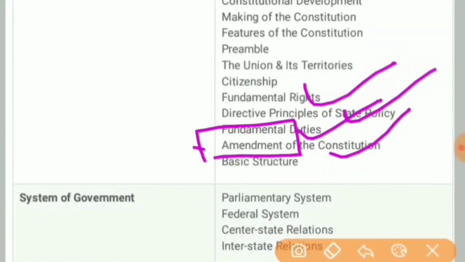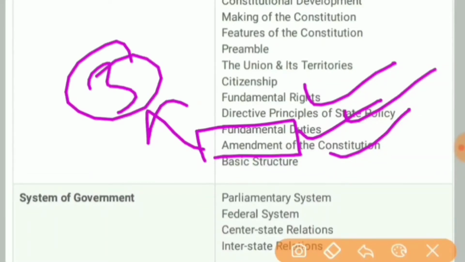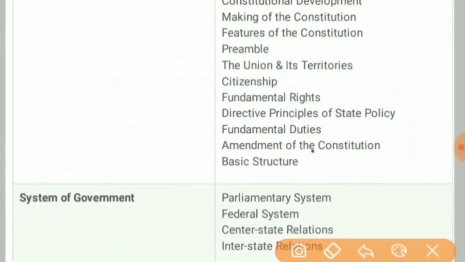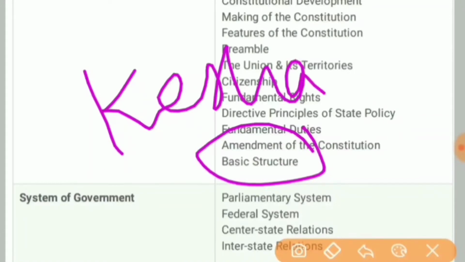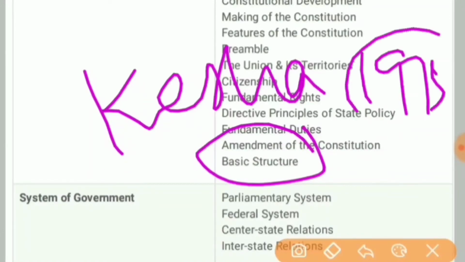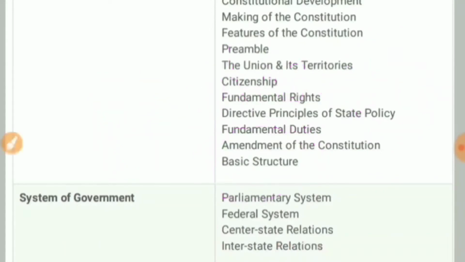We have three types in this category of how to amend the constitution. And then we have the basic structure, which was laid down by the Supreme Court in the Kesavananda Bharati case, 1973. And the basic structure is not an original part of our Indian constitution.